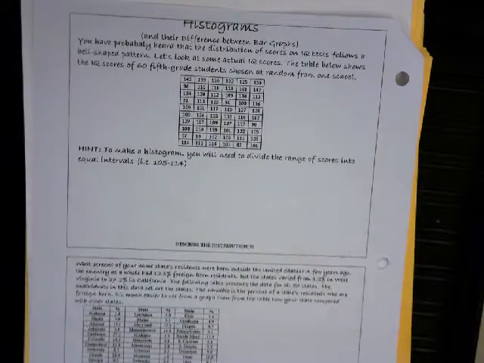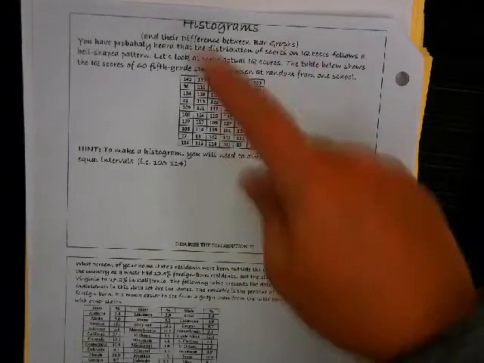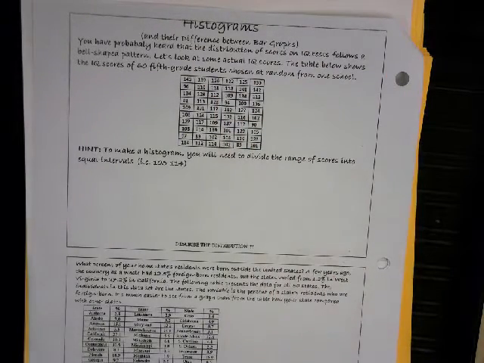Alright, so you've probably heard that the distribution of scores on IQ tests follows a bell-shaped pattern. We're going to look at some actual IQ scores. The table below shows the IQ scores of 60 fifth grade students chosen at random from one school. So in that table, we have all the different IQs.